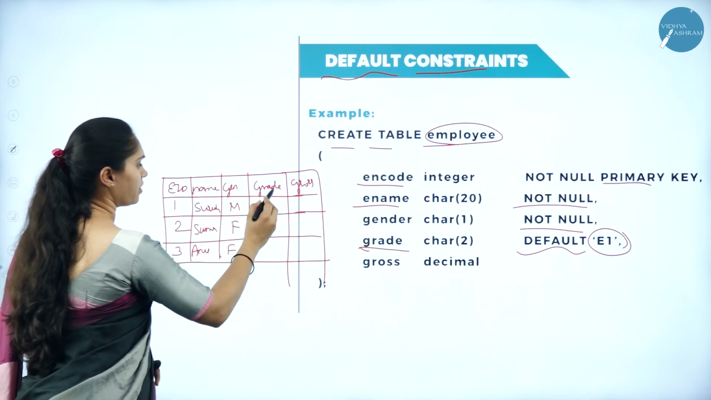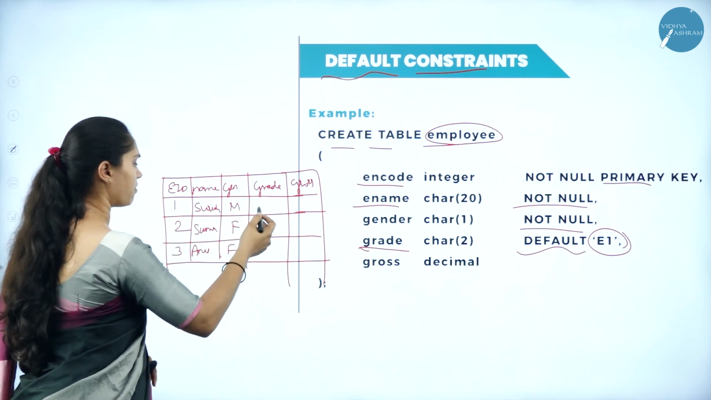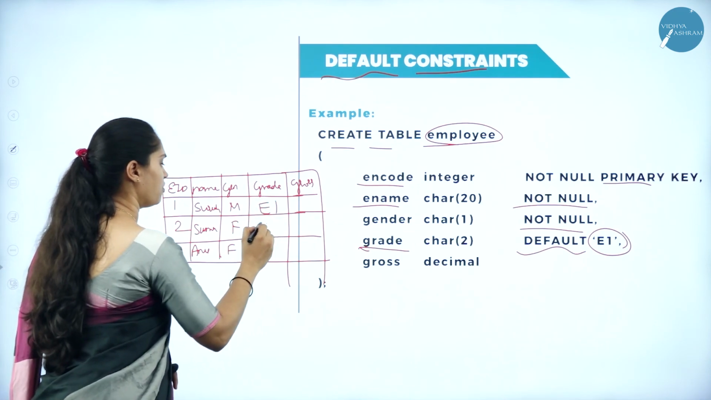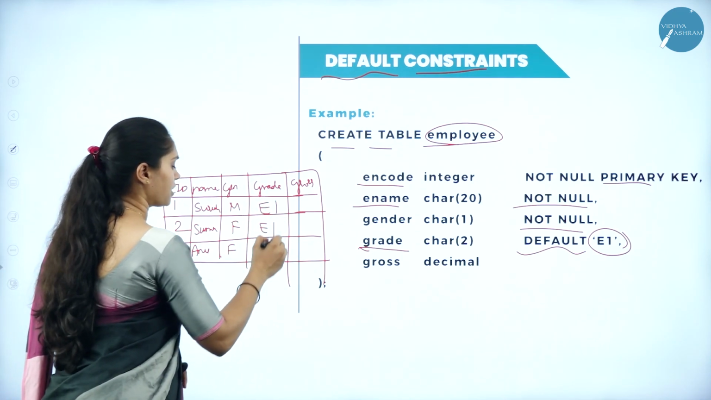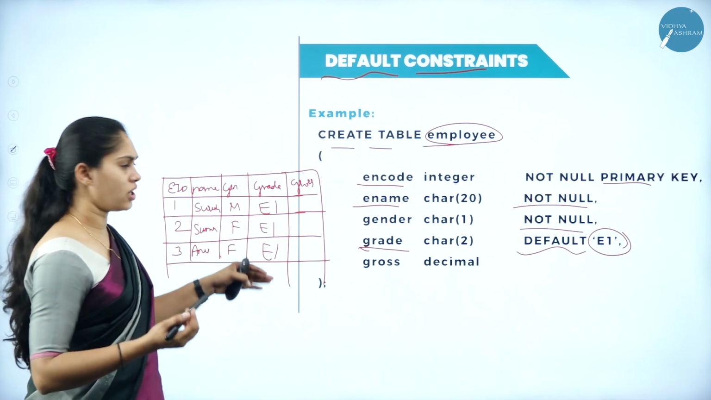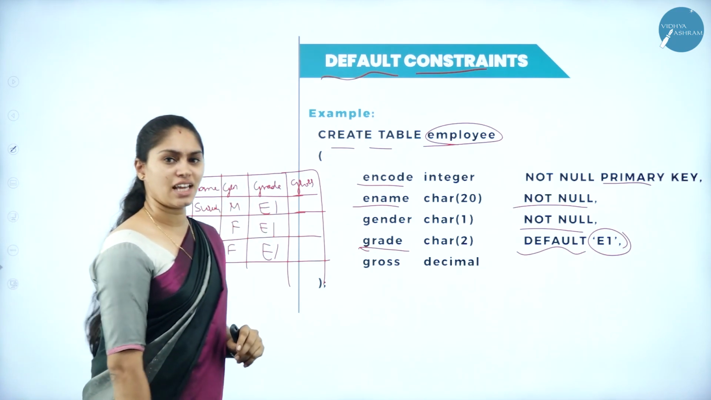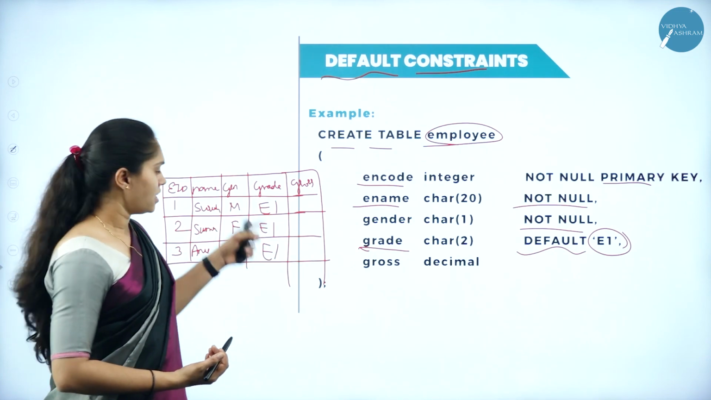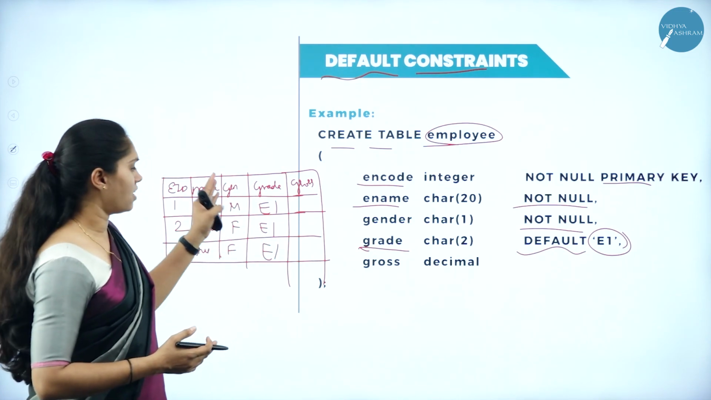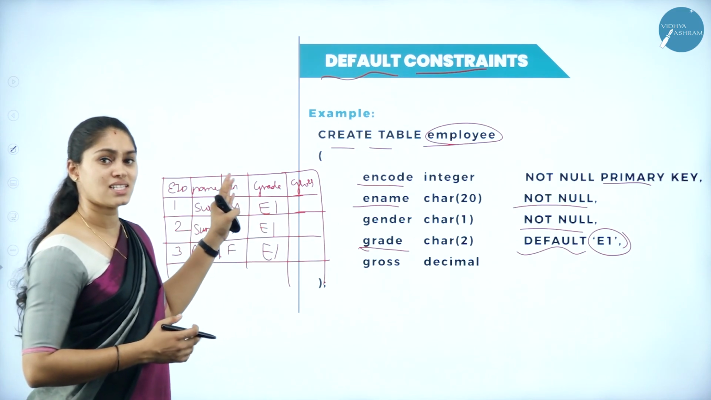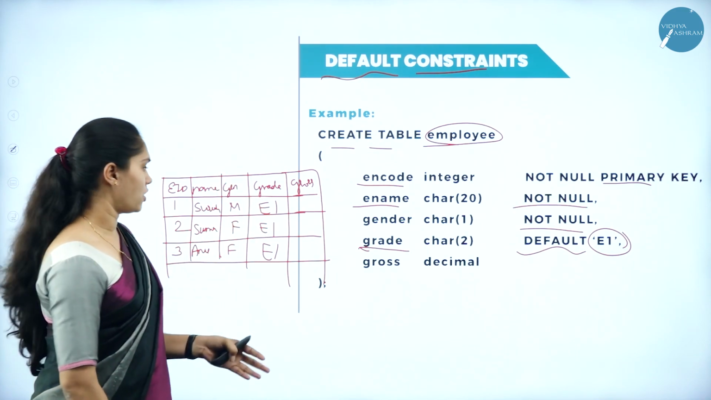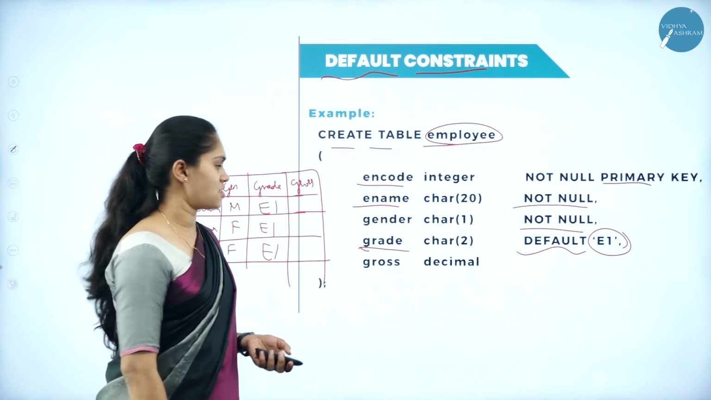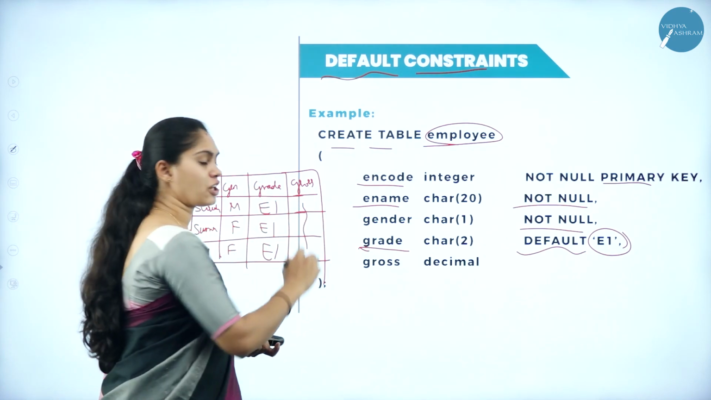Okay. So here, when we have a grade, instead of taking a value for Suresh or Suma or Anu, I'm simply giving that grade as E1 by default. That is what we are doing with the help of this default constraint. No need to give the value for all the 3 tuples or records. So I'm just initializing this grade column with a default value. That is the use of having this default constraint. Then we have to fill in this gross value.